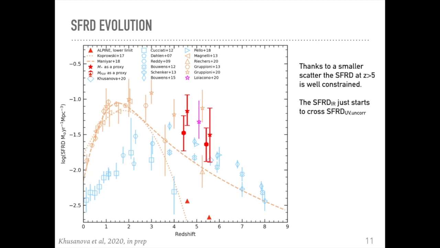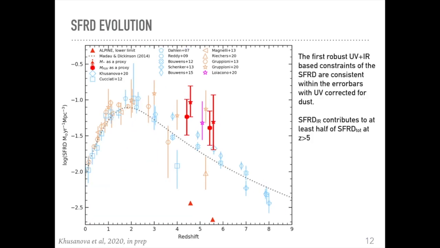But with ALPINE we can see that even if we only use the lower limits, which are shown here as red triangles, still we have a very high contribution from the infrared. And if we extrapolate the results, we can see that there is a very high contribution from the infrared. And if we compare the dust hidden contribution to star formation density with the total star formation density at these redshifts, then we can see that the infrared contributes to at least half of the total star formation density.